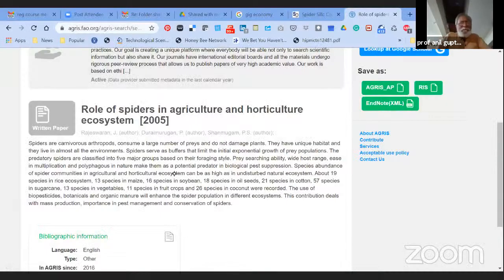The contribution of, let me just show you this paper of 2005, the role of spiders in agro ecosystem. And just 1 minute we will take to see this. So this knowledge is available, but what do spiders do? They buffer, they limit the initial exponential growth of prey population.